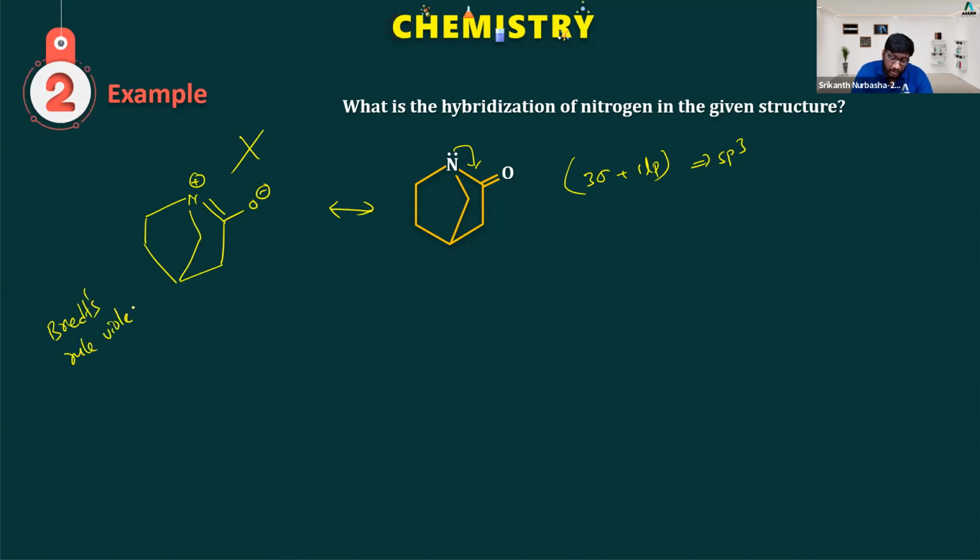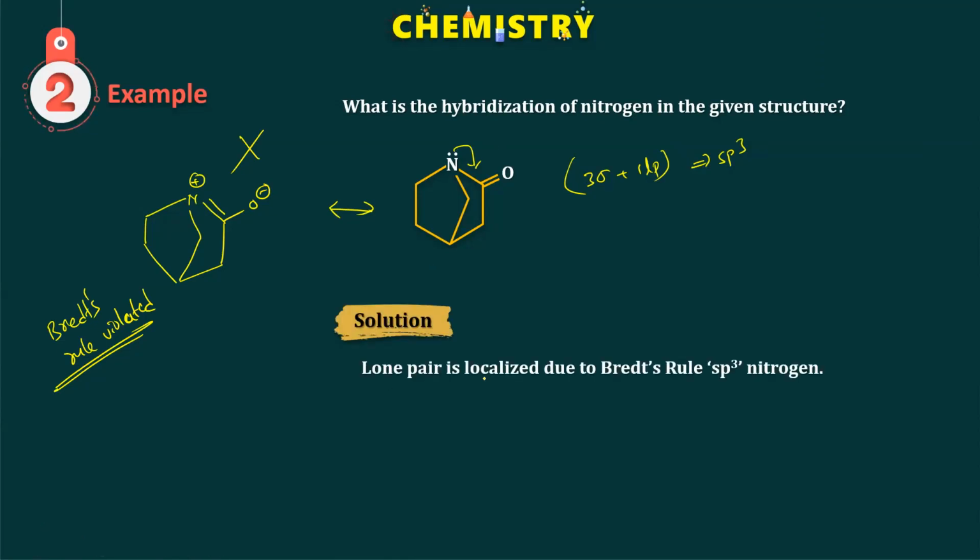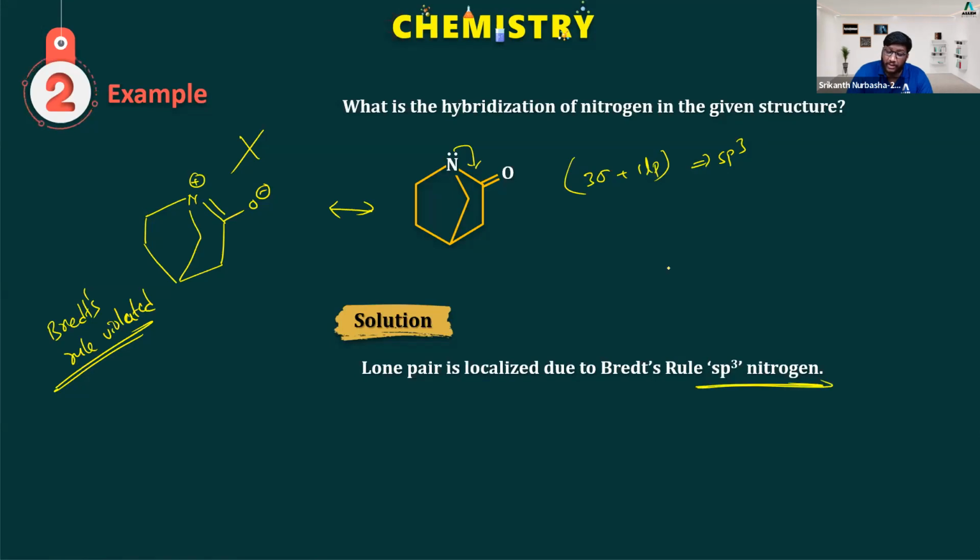So the lone pair of electrons on nitrogen, are they present only on nitrogen or are they in resonance? Only on nitrogen. So the lone pair is localized due to Bredt's rule. So sp3 nitrogen, 3 sigma plus 1 lone pair, that means sp3 nitrogen.